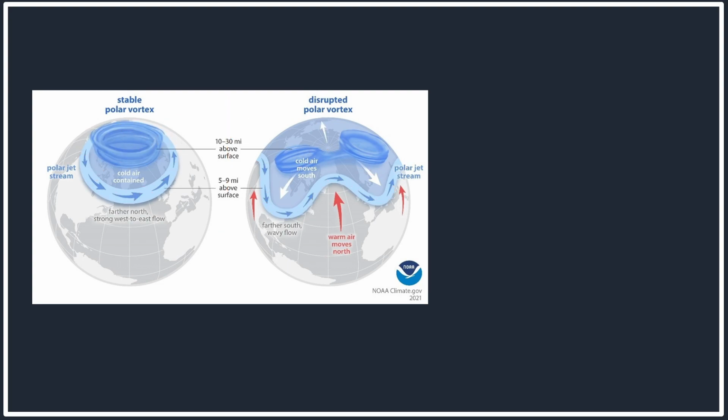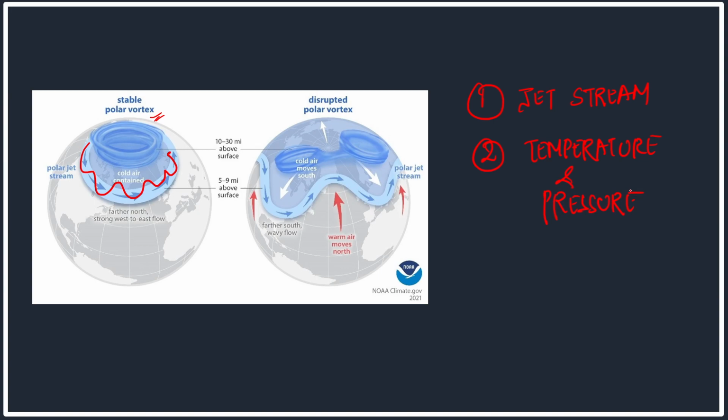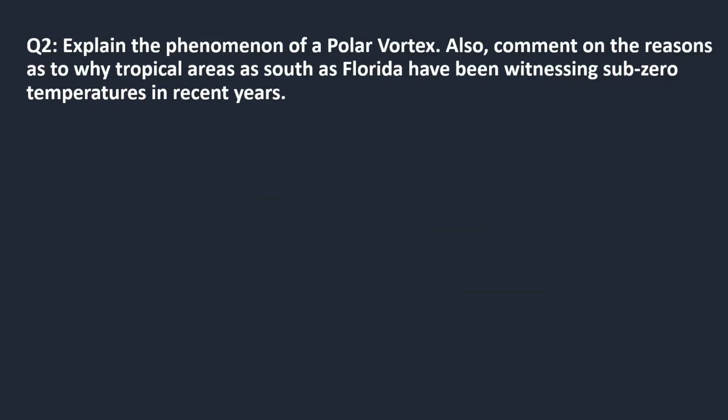So here basically two things you have to focus on. First one is a stable polar vortex. And how is it stable? It is contained by this polar jet stream. So two physical concepts are being used here. First is jet stream and second one is temperature and pressure. If you have read about these phenomena, these are in the news every year, so you should know that. So now how should you write this answer and how can you make some diagram, right? First of all, explain the phenomena.